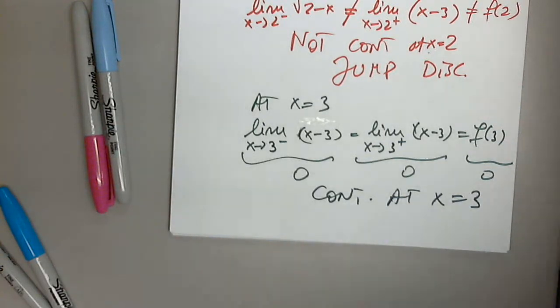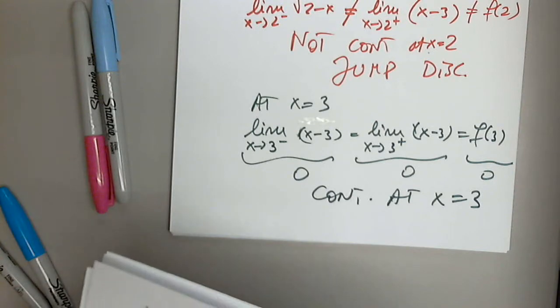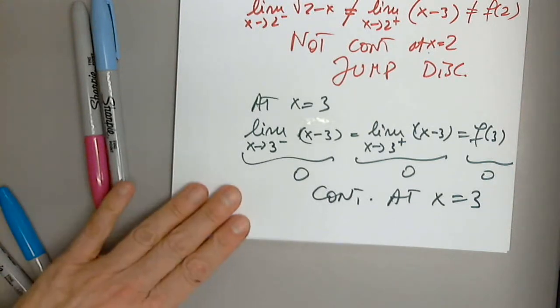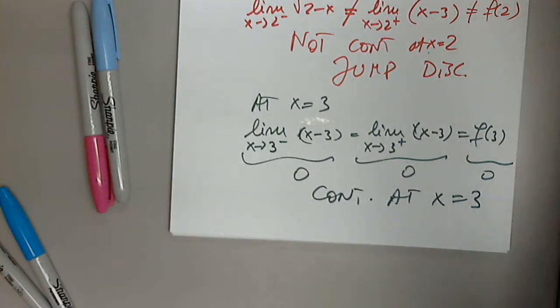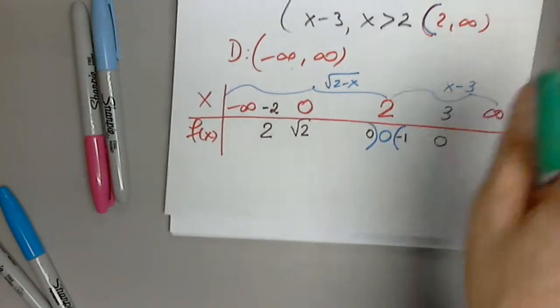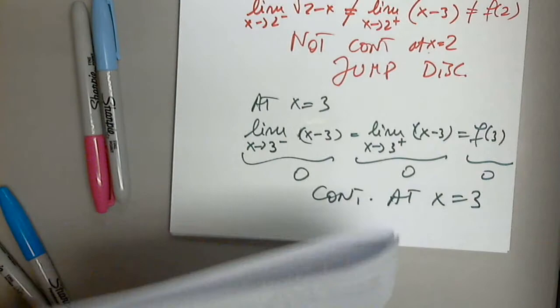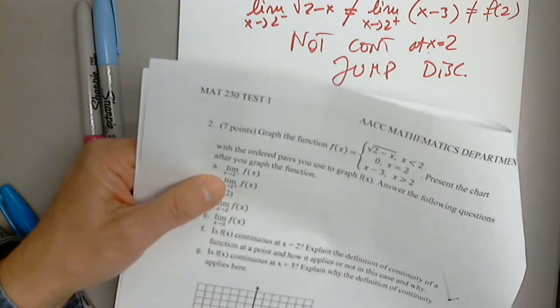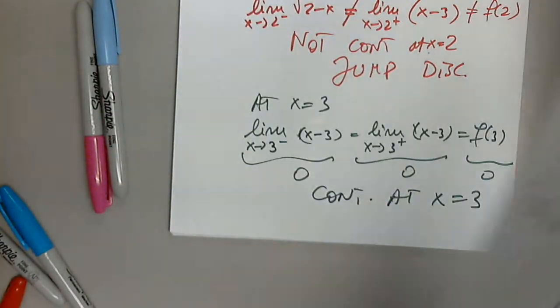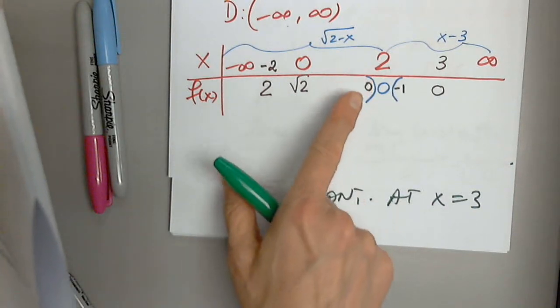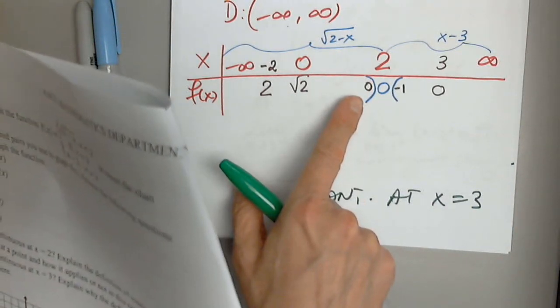So now let's answer the questions. We graph the function. Please present the table of ordered pairs that you use to graph. Please, this is mandatory, please. Okay, so now let's answer. The limit from the left of 2. I don't even have to look at the graph. The limit from the left of 2 is 0.